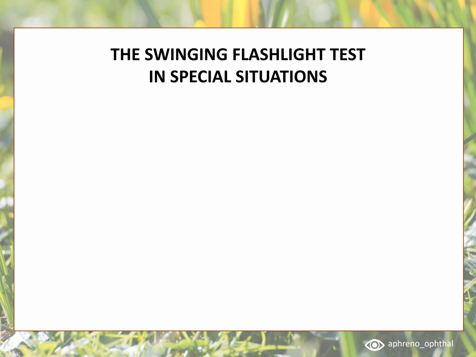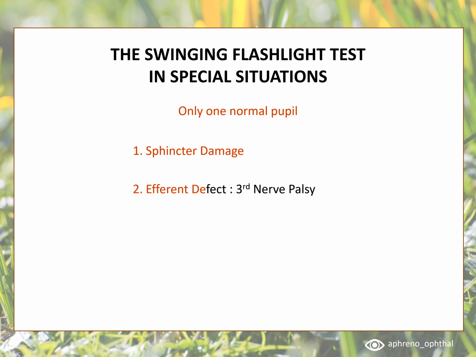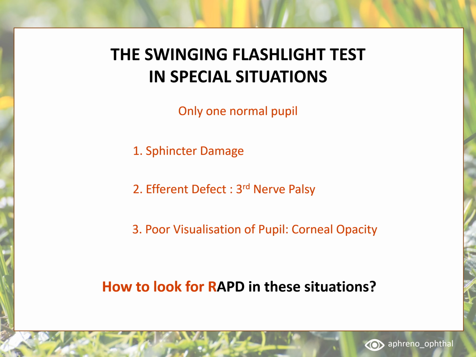The swinging flashlight test in special situations. This applies when you have only one normal pupil to test and the other pupil cannot be assessed due to sphincter damage, efferent defect in third nerve palsy, or poor visualization of the pupil in corneal opacity. So, how do we look for RAPD in these situations?